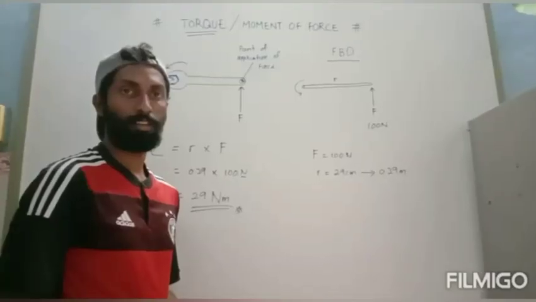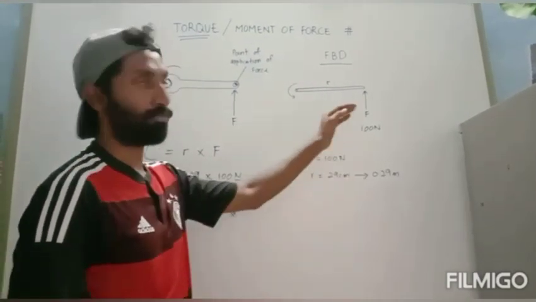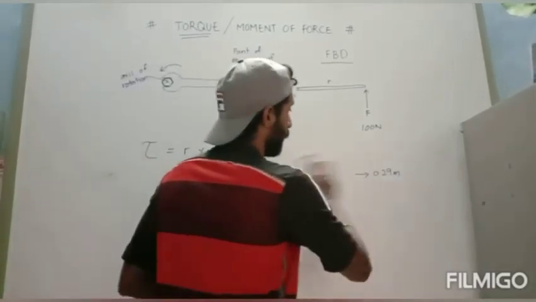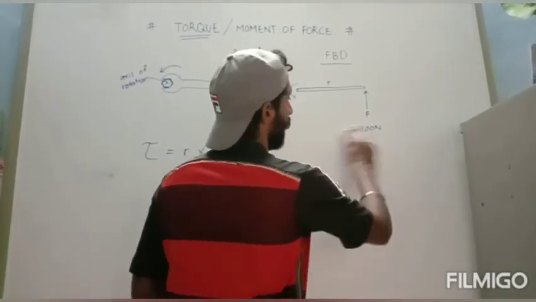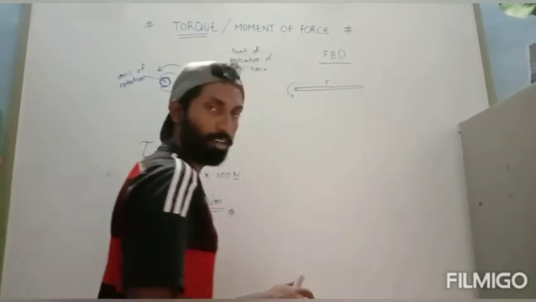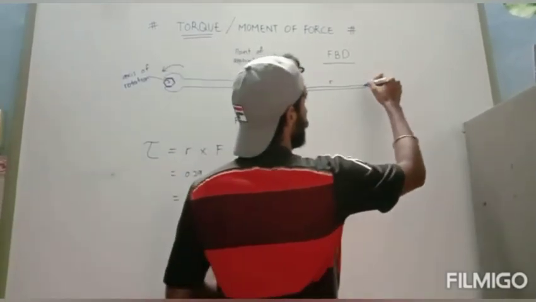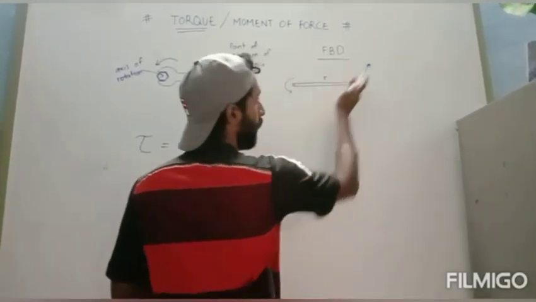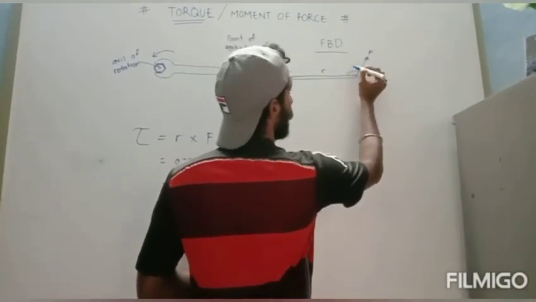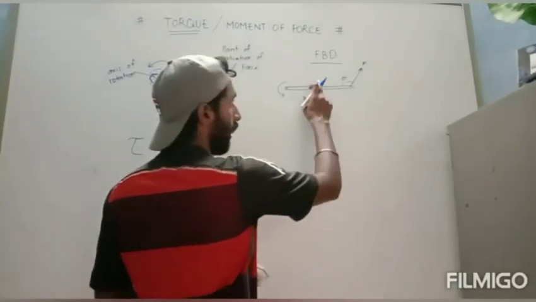Now we're going to see an example of calculating a force in a torque problem. This is a different example. We are applying a force in this direction, so there will be an angle. Let's say this is theta, and this is R, the lever arm.